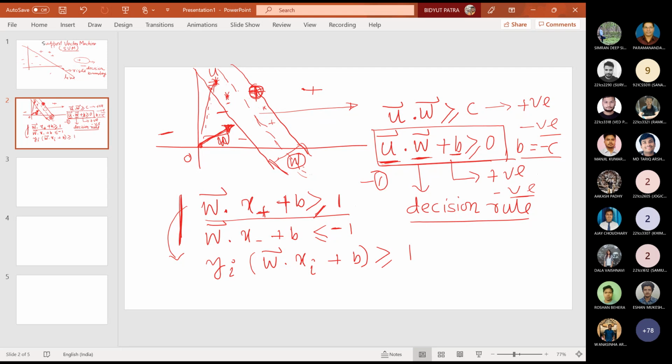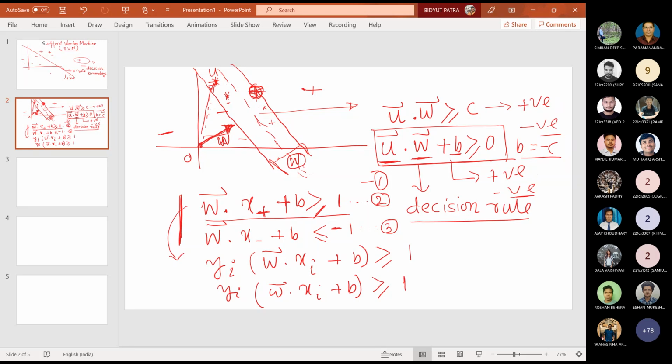Similarly, we multiply Yi, that is the class label, with this second equation. Let's say this equation is 3 and this equation is 2. If we multiply with Yi, what is the value of Yi? Yi, the class label, is negative. So therefore what will happen? Yi into W into x negative sample, plus b greater than or equal to 1.